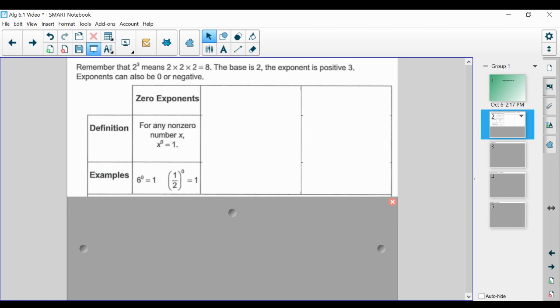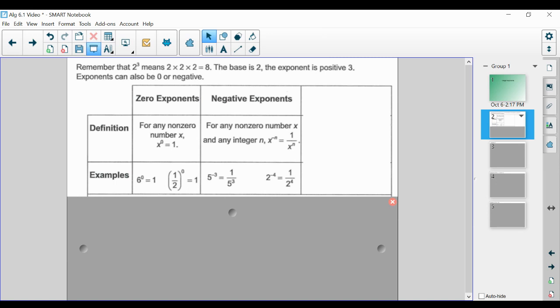Let's first look at the 0 exponents. So by definition, for any non-zero number, x can be any number as long as it is not 0, if x is raised to the 0th power, it will equal 1. Some examples below: 6 raised to the 0 is equal to 1. 1/2 raised to the 0 is also equal to 1.